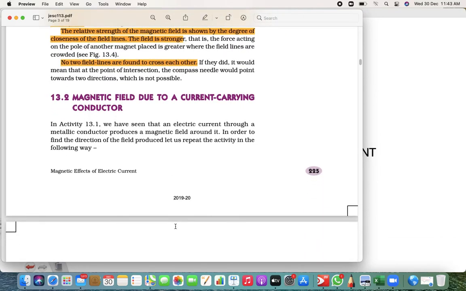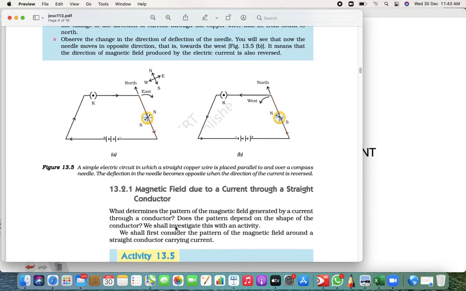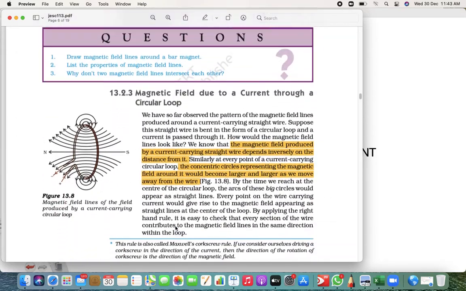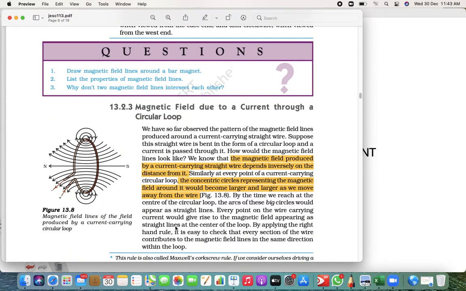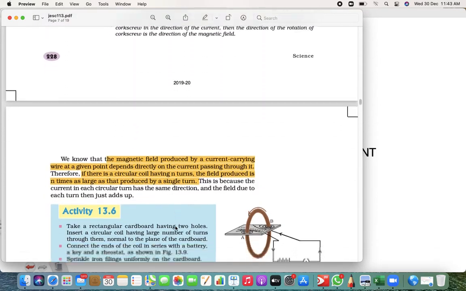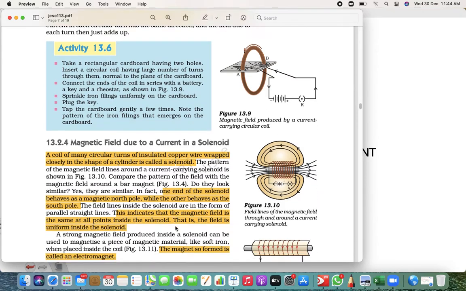The next thing we saw was the magnetic field of a current carrying conductor. Then we saw the direction using the right hand thumb rule. Then we saw the magnetic field due to a circular loop. After that we saw the magnetic field due to a solenoid. When you wrap the wires closely in the form of a cylinder, it becomes a solenoid.